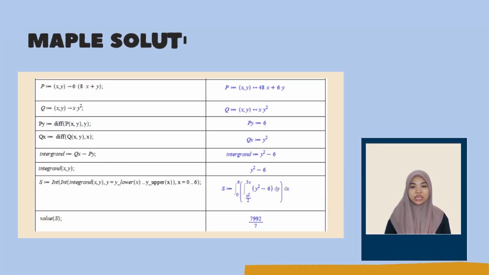After that, define the equations for P and Q, then give the command to differentiate P with respect to y and Q with respect to x. After that, use the integrand command to solve Q with respect to x minus P with respect to y. And lastly, use the integrate command to solve the equation, and we got 7,992 over 7, equal to 1,141.71.